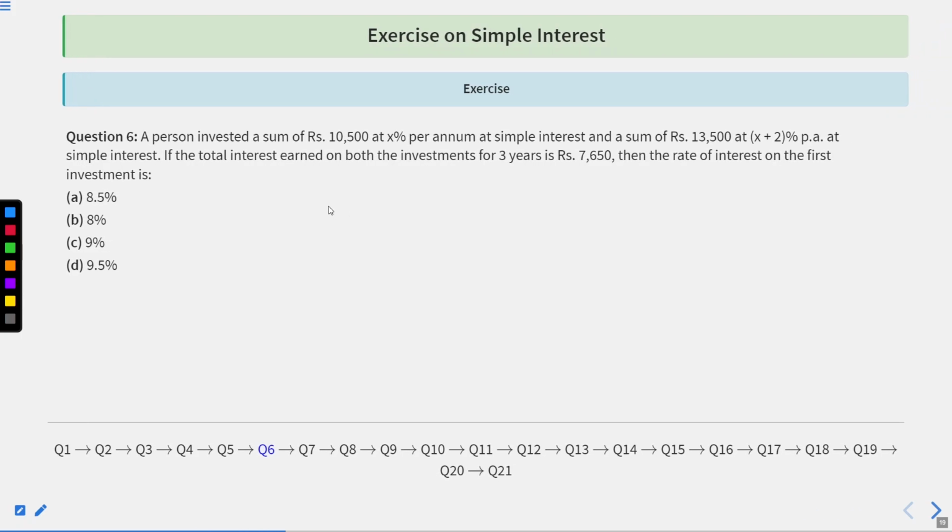Question number 6. A person invested a sum of rupees 10,500 at 5% per annum at simple interest and a sum of rupees 13,500 at x plus 2% per annum at simple interest. If the total interest earned on both investments for 3 years is 7,650, then the rate of interest on the first investment is.